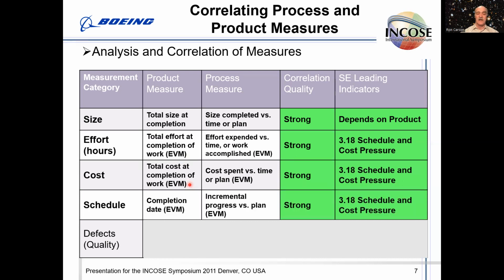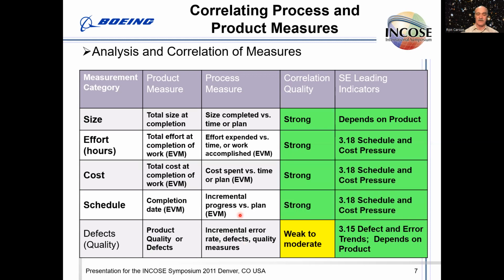Schedule. Again, that would be handled well by earned value management. What's the completion date? And then we would measure incremental progress versus the plan as the process measure. And again, there would be a strong correlation. So these are looking pretty good until you get to the last one, which is defects or work product quality.